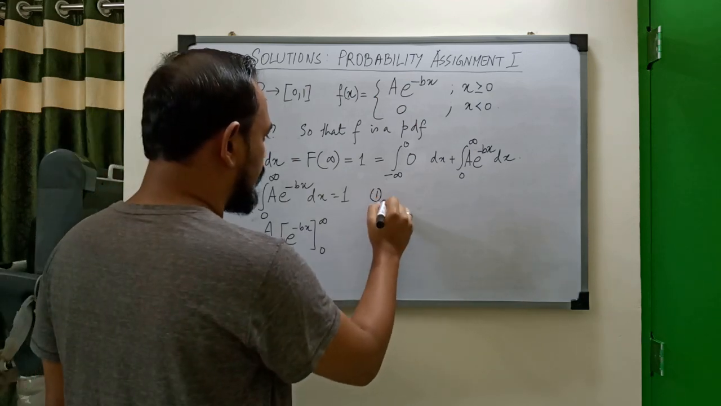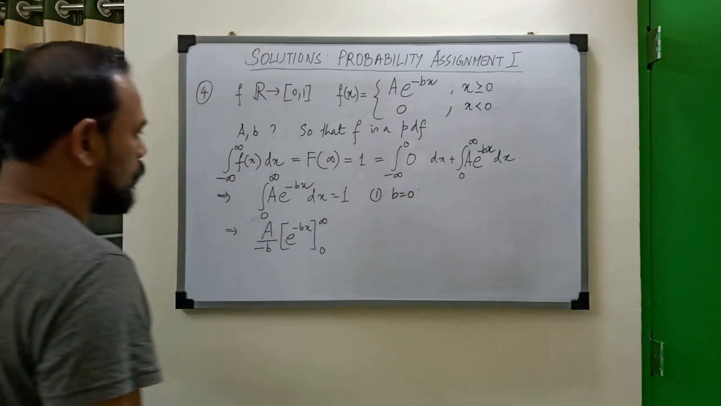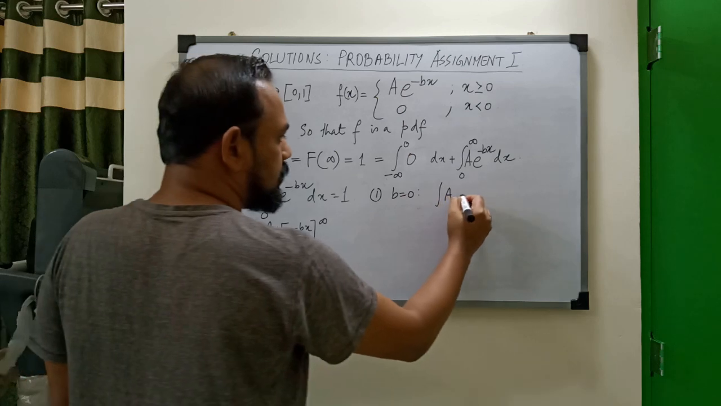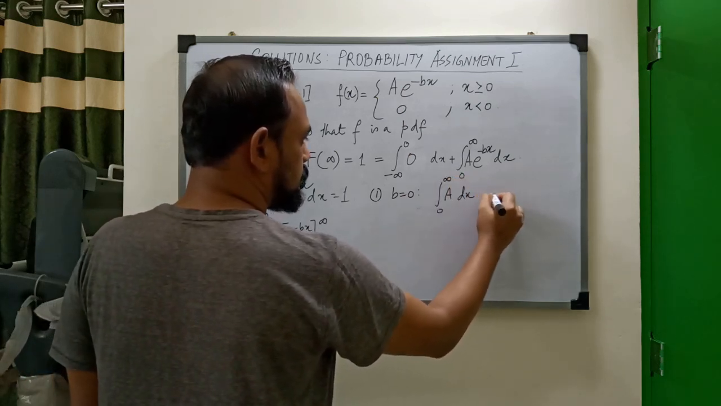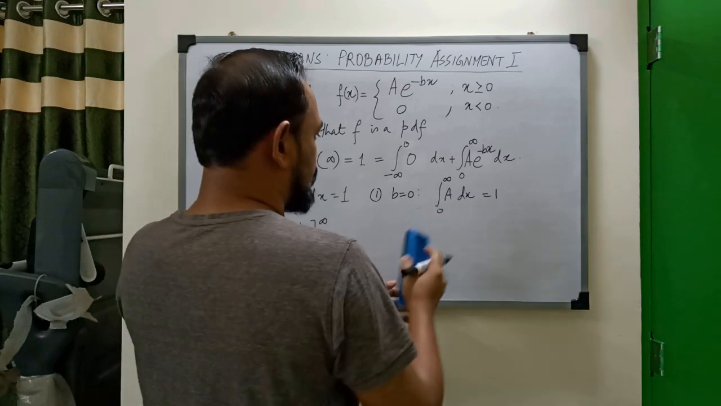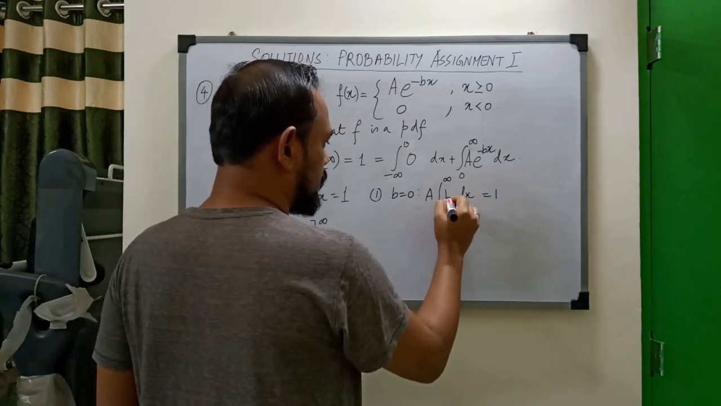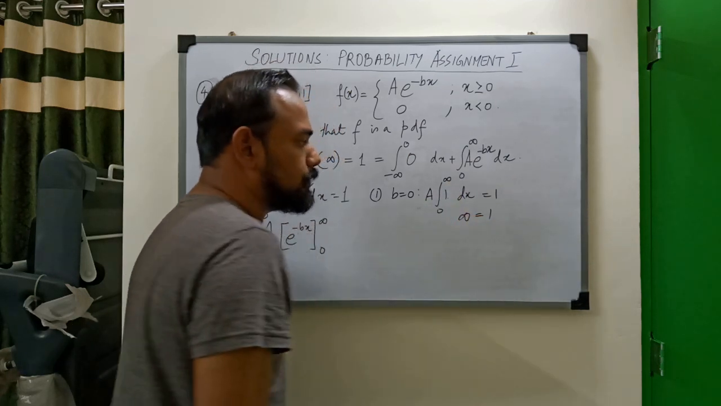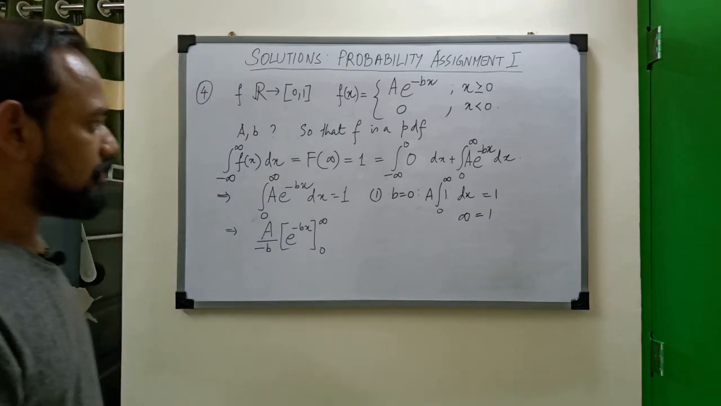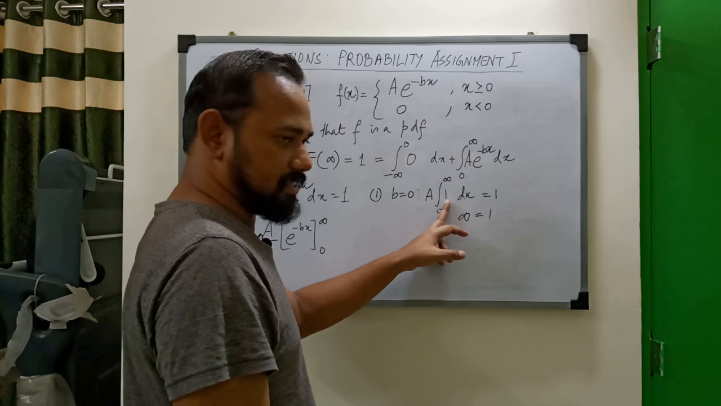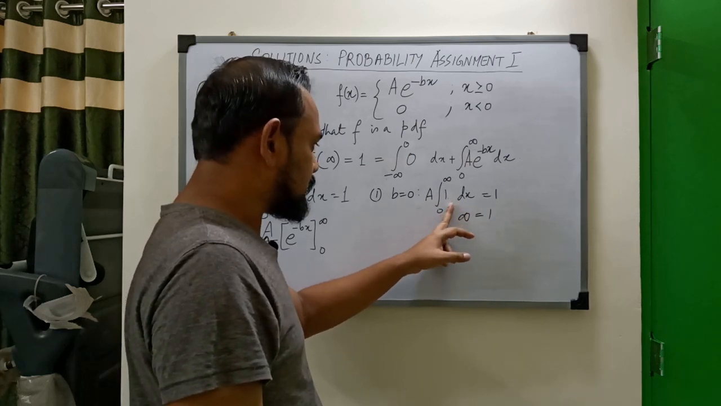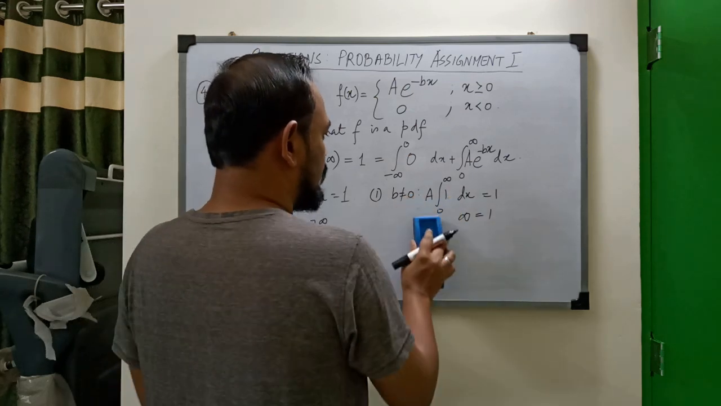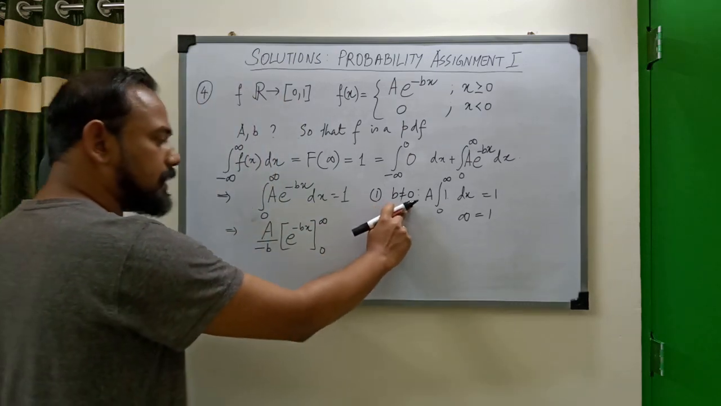So let's do one case. Case 1 is when b is 0. If b is 0, then this integration is just capital A e to the power 0, which is 1, dx from 0 to infinity, and this should be equal to 1. Now, this capital A is a constant. It comes out, and you're really integrating 1 from 0 to infinity. That just gives you infinity equals 1, which is an absurd result. Because the integration of dx is just x, and if you put the limit from 0 to infinity, it just gives you infinity. So this is not possible. So let's just keep that: b equals 0 is not possible.